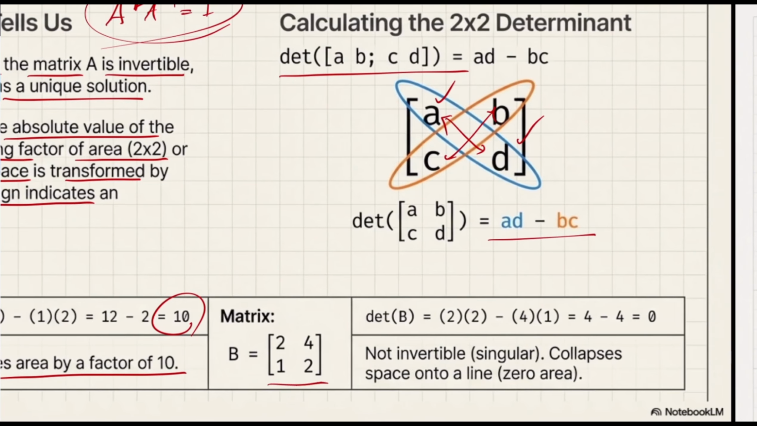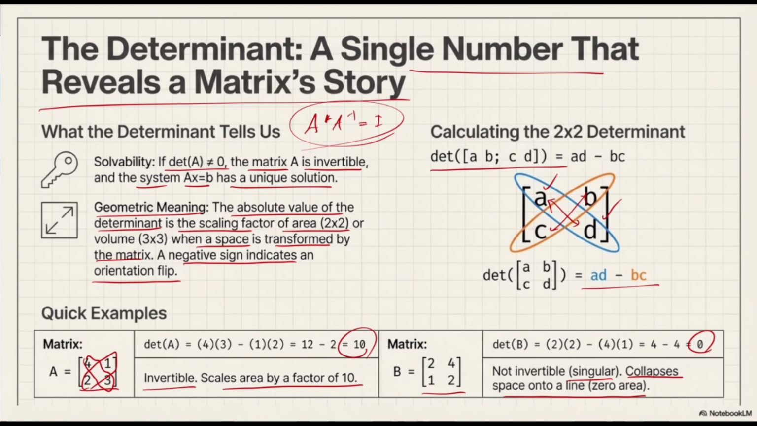Another matrix, this guy is going to be 0. So it means that we cannot invert that. So it means that this guy is singular, or it collapses onto a line, 0 area. It means that this is somehow useless, or at least we cannot have it right now.